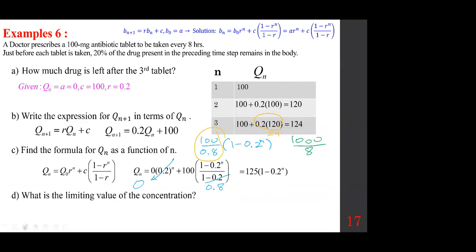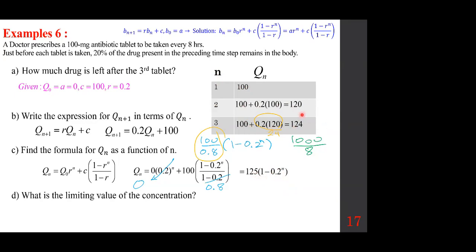Again, if you replace the n with 1, everybody, you get 0.2. 1 minus 0.2 is 0.8. 0.8 times 125 gives you 100. That would be the first one. If you change it to 2, you get 120. If you change it to 3, you get 124. You can try it.